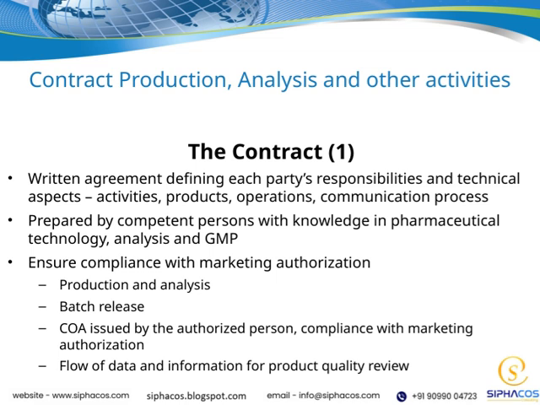Furthermore, the contract must outline the flow of data and information necessary for ongoing product quality review. This ensures transparency and traceability throughout the process. Lastly, the contract covers activities like production, analysis, and other related tasks, making sure all aspects are clearly documented and agreed upon. This structured approach helps maintain high quality, compliance, and effective communication across all stages of the product lifecycle.